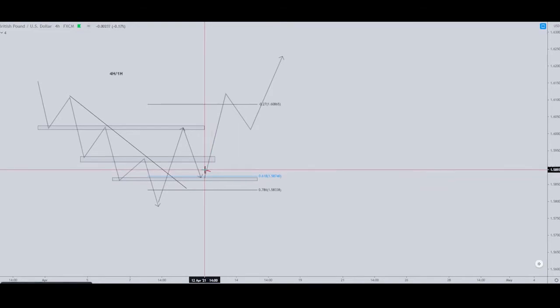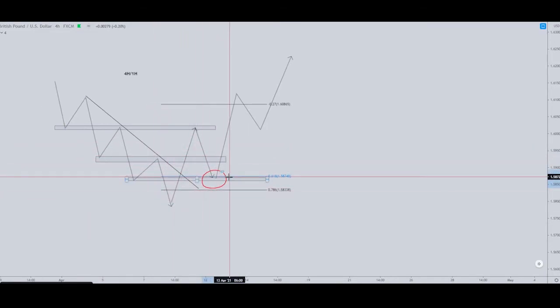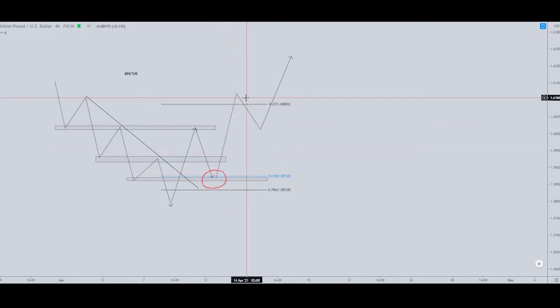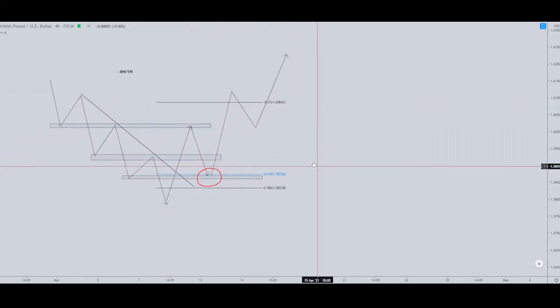So we will need to wait for all these confirmations in order to observe what's happening inside this zone for us to enter a long position and be ready to catch this movement. So how would we do this?